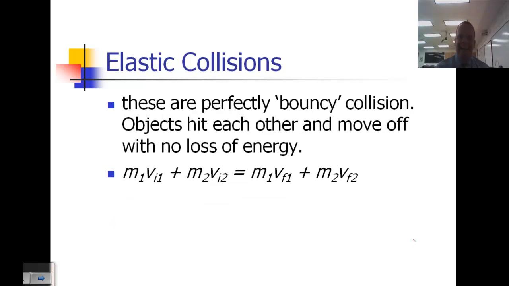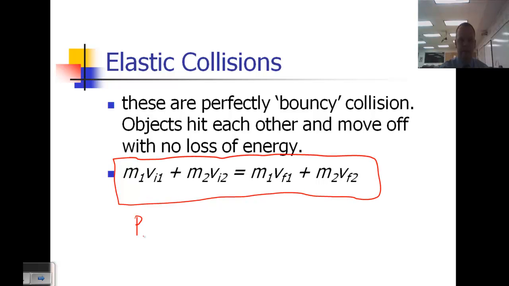The first type we're going to look at is called elastic collisions. Elastic collisions are these perfectly bouncy collisions, meaning that objects hit off of one another and move off with no loss of energy. So one object collides with a second object, and the objects move off in a way where they do not lose any energy. The formula, sigma pf equals sigma pi, can be written out in this case. You could think of this as pi for object 1 plus pi for object 2 equals pf for object 1 plus pf for object 2. Since p, momentum, is mass times velocity, you see it written out this way.